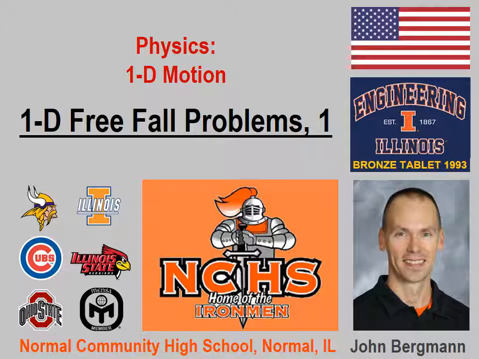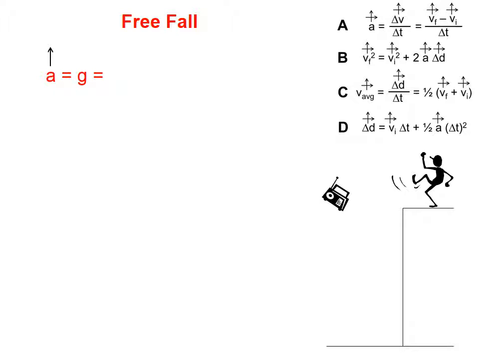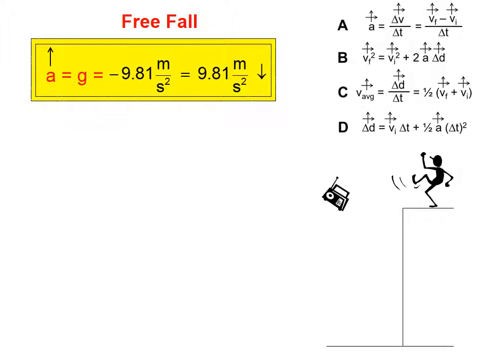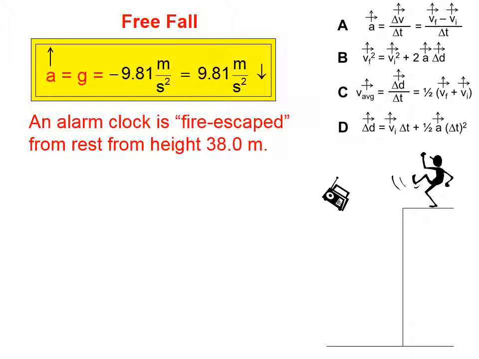Hello! This lesson is entitled 1D Freefall Problems 1. We recall that when an object is in freefall on Earth, it is going to be assumed to be accelerating at negative 9.81 meters per second squared, or 9.81 meters per second squared downward. Let's try a problem or two.